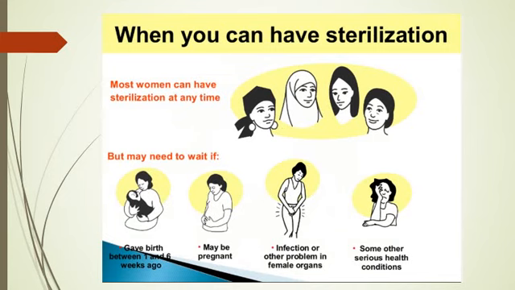So when can a woman have sterilization? Most women can have sterilization at any time, but may have to wait if she has given birth between 1 and 6 weeks ago, or there is a doubt of being pregnant. If there is an infection or other problem in female organs, or some other serious health condition, then the procedure should wait.